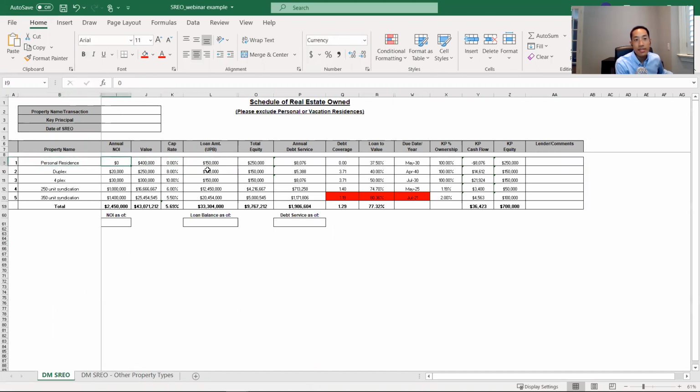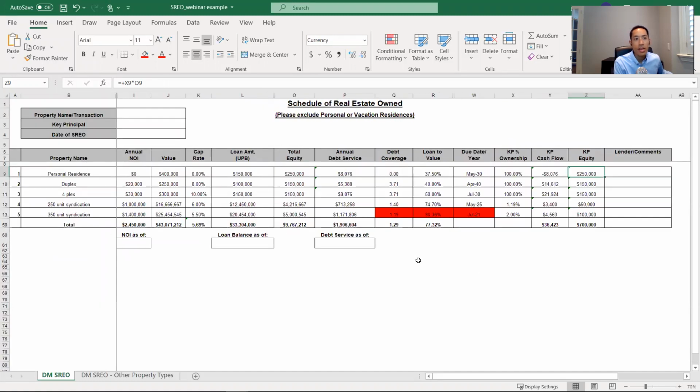So personal residence, no cash flow because you live there. Your value is 400,000. Unpaid balance is 150. So your total equity is 250. You own 100%. And so your total equity is 250 in that particular transaction. Let's make this a little bigger.